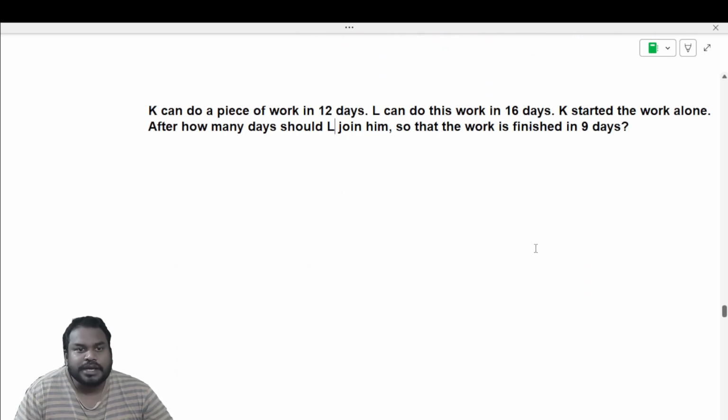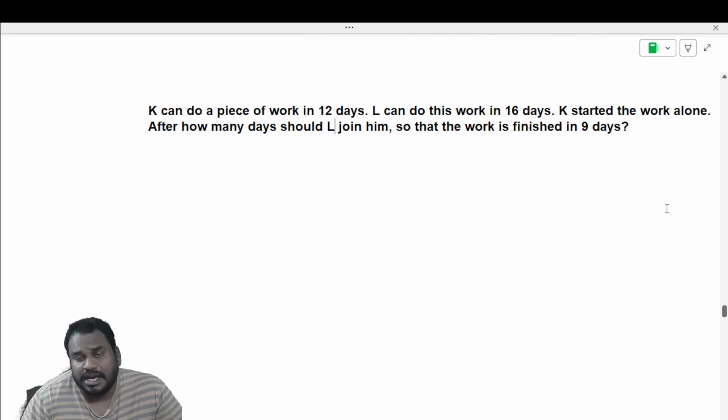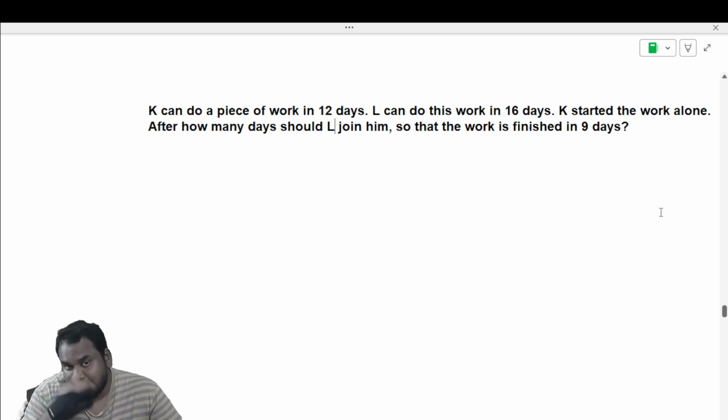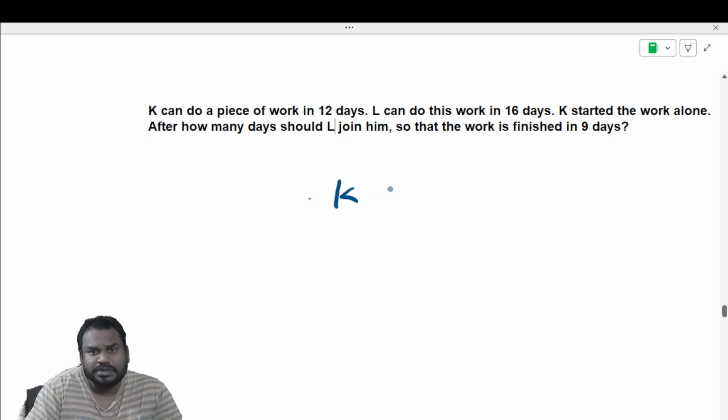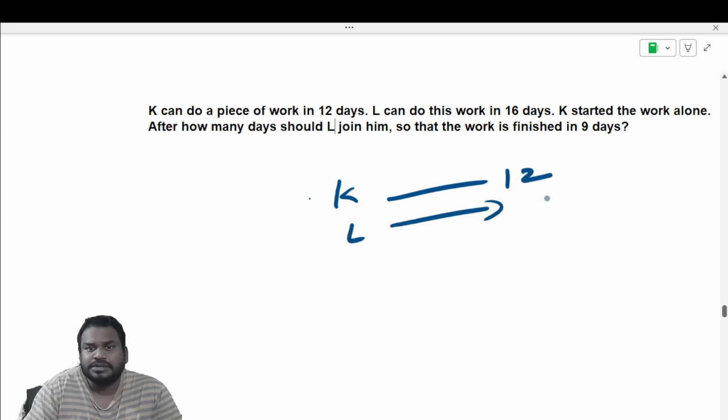Next, K can do a piece of work in 12 days. L can do this work in 16 days. K started the work alone. After how many days should L join him so that the work is finished in 9 days? See, K can do a piece of work in 12 days and L can do it in 16 days.